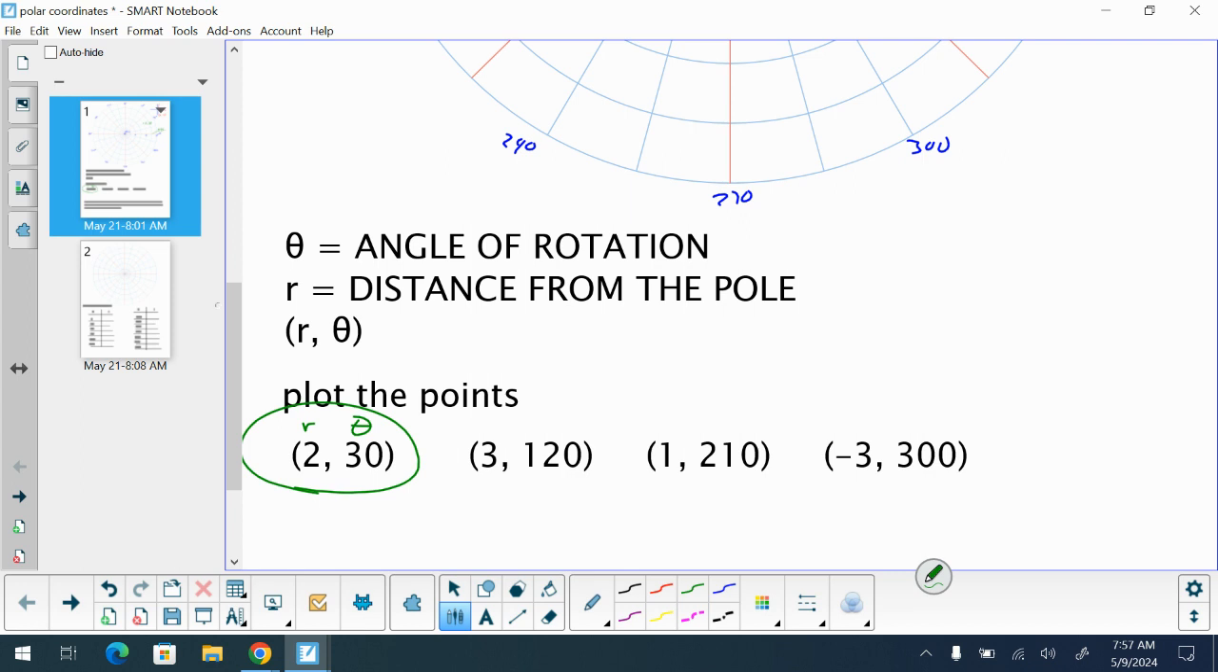Go ahead and plot these other ordered pairs down here, and label them with an ordered pair. Check your plots with somebody around you.